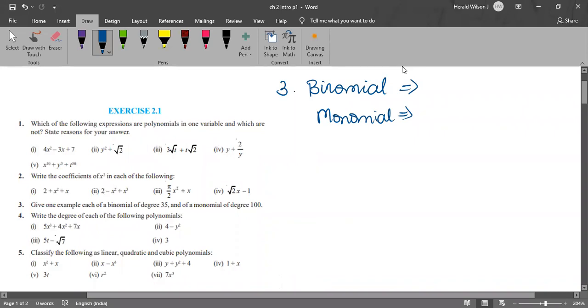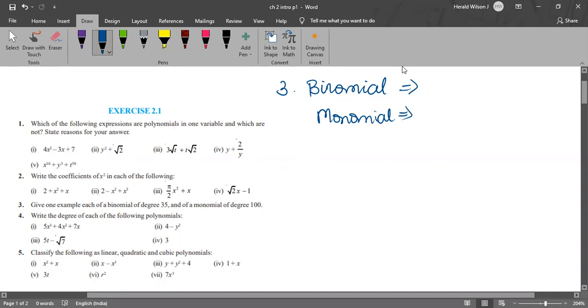Give one example each of a binomial of degree 35 and of a monomial of degree 100. This is easy, right? Not very difficult, no? So what is a binomial? An expression containing two terms. What about a monomial? An expression containing one term. Okay, I hope you know this.